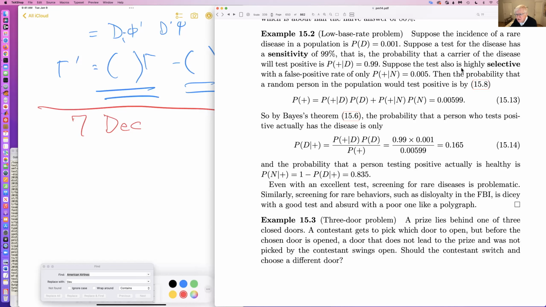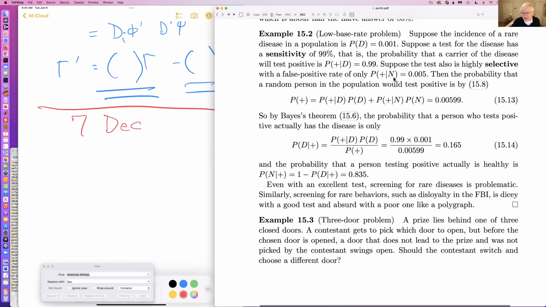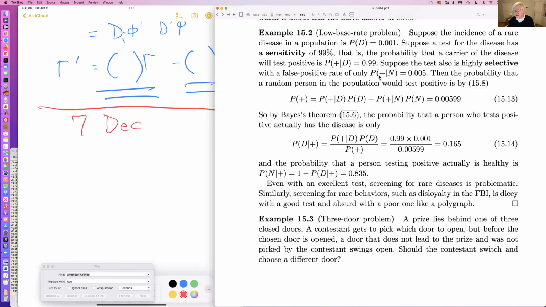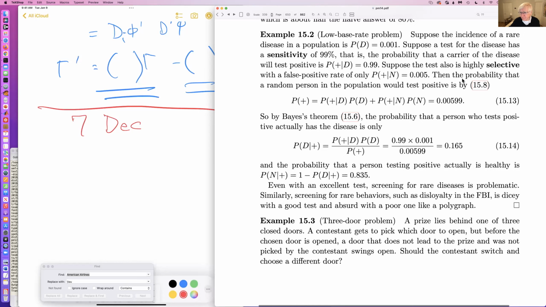And suppose this test is really a good test in that it's highly selective. And that is that it has a false positive rate of only 0.005, half of 1%. So the probability of the test saying the person has the disease, given that the person is not infected, is only half of 1%.